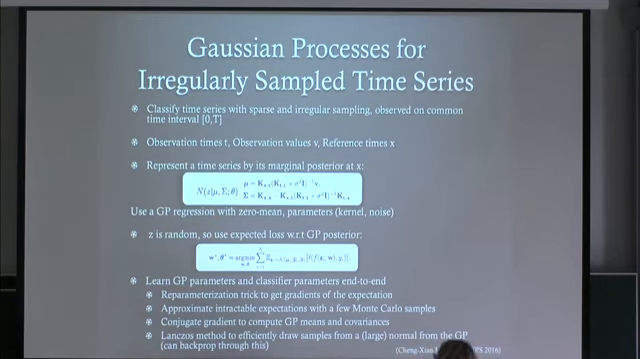And then we use conjugate gradients to compute GP means and covariances, and the Lanczos method to efficiently draw samples from a large normal from the GP, right? So this is where you're trying to compute the Cholesky. This is just an efficient way to compute the Cholesky in practice. Okay, so this allows us to do backprop through this entire thing and to optimize.